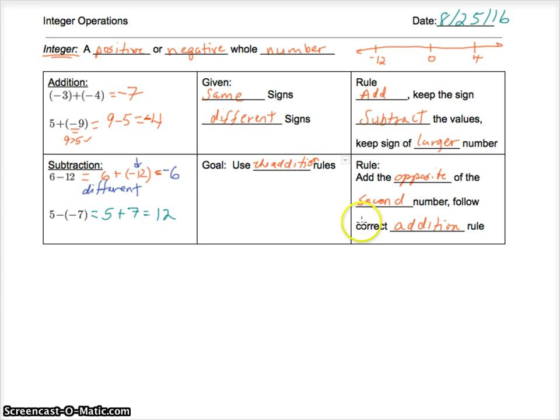And we can add a note that this rule is affectionately known as keep, change, change. So we can add that right here. Keep, change, change. We keep the first number, change the subtraction symbol to addition, and change the sign of the second number. Let's look at some examples.